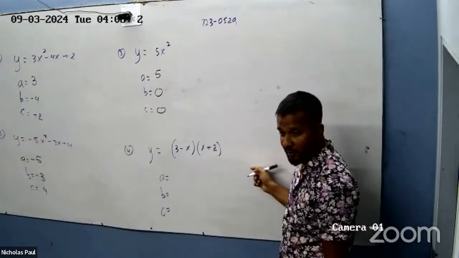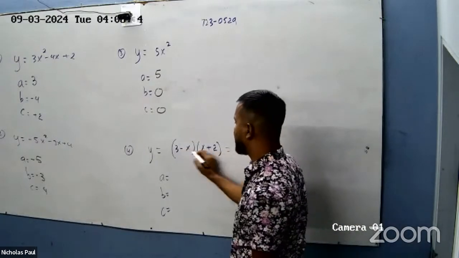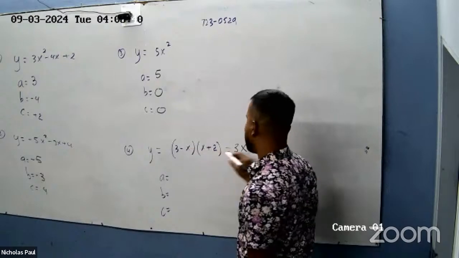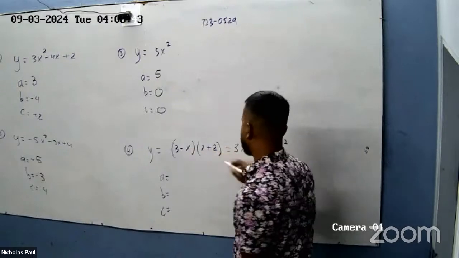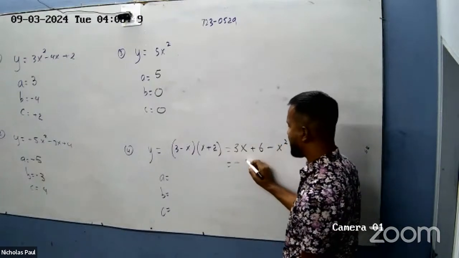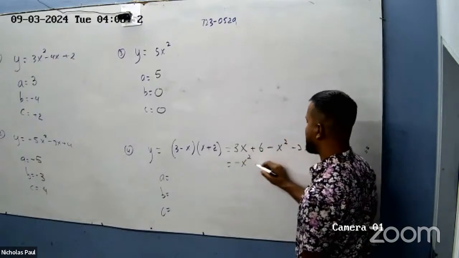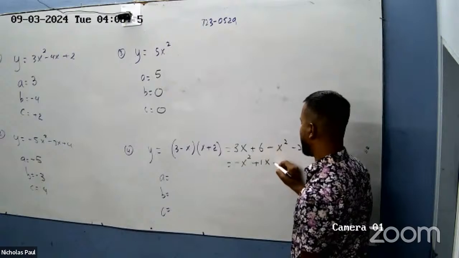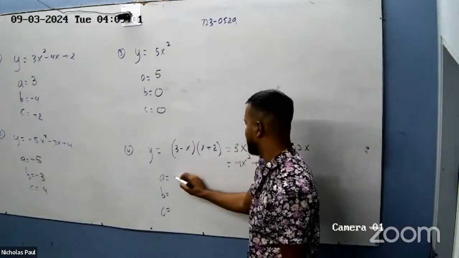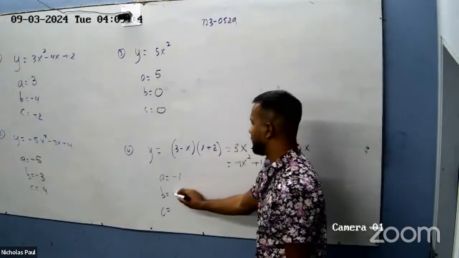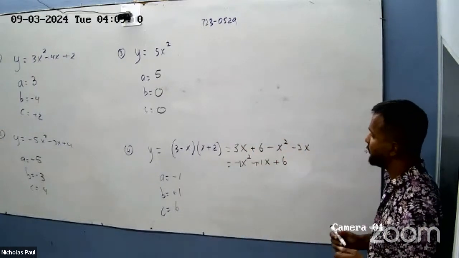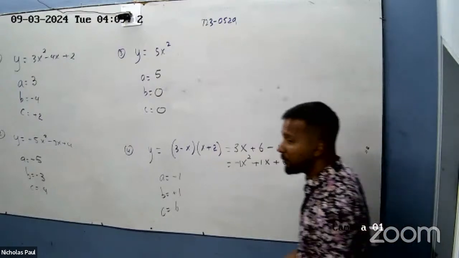You have to expand it first, right? So we'll get 3 by x, 3 by 2, minus x by x, minus x by +3. So we will end up bringing the x squared first, minus x squared. 3x minus 2x is plus 1x, and you bring a -6. Right? So a is -1, b is 1, c is positive. Okay? So that's stage 1.